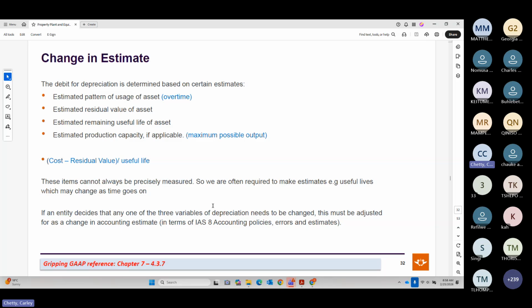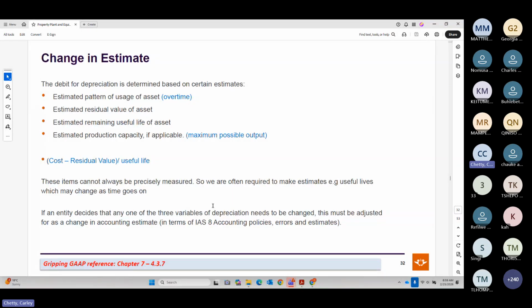The debit for depreciation is going to be determined based on certain estimates. There's going to be an estimated pattern of usage of the asset over time, an estimated residual value, an estimated remaining useful life, and an estimated production capacity if applicable. What is the maximum possible output? That is the estimated production capacity. Remember that depreciation is worked out by taking the cost minus the residual value, divided by the useful life.